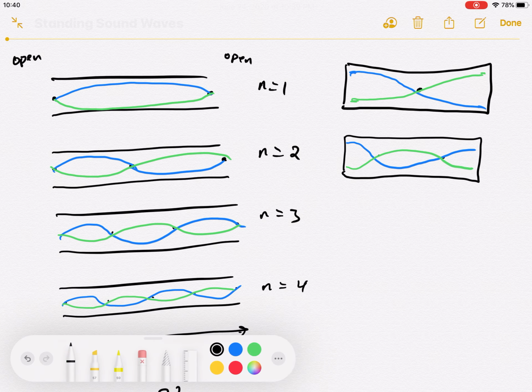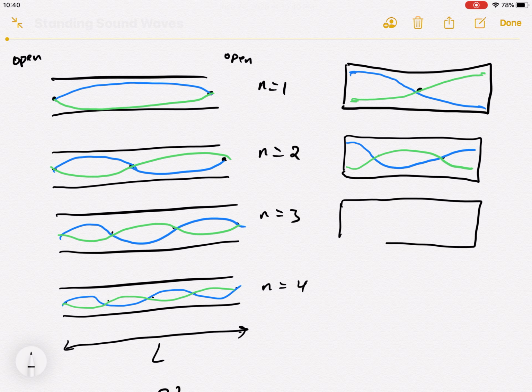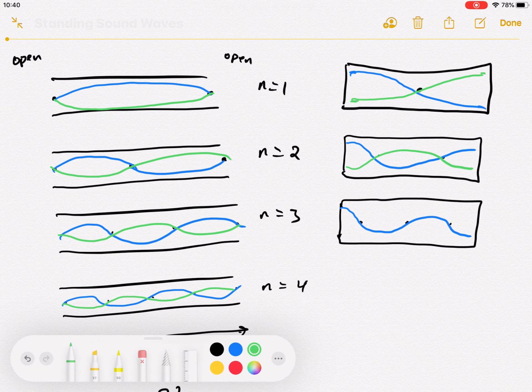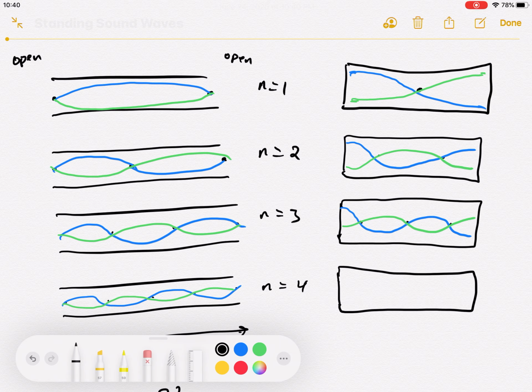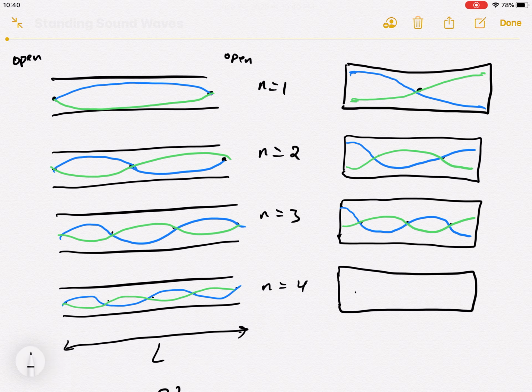And I'll draw two more. The ends are still antinodes, but now I've got three nodes in the middle. So how do I put three nodes? It'd be probably like this. And we'll do one more, and then we'll talk about this mathematically. So now I need to put four nodes in there. So four nodes might look like that.